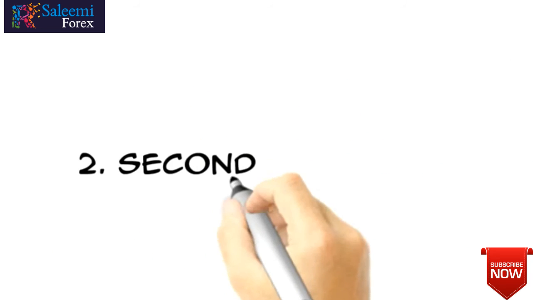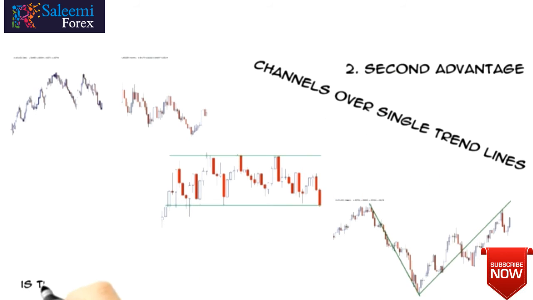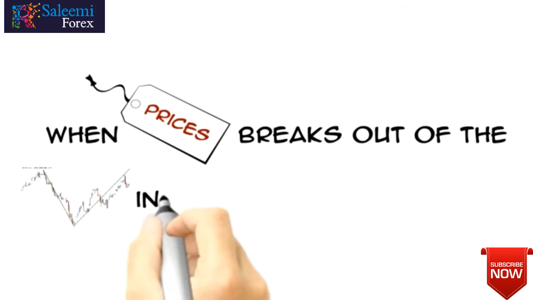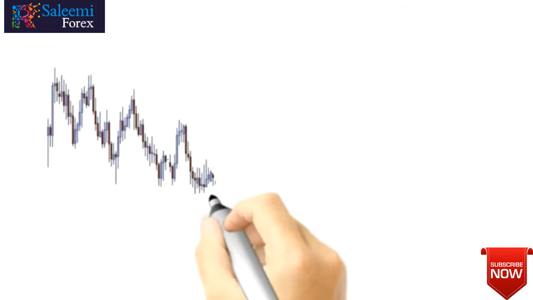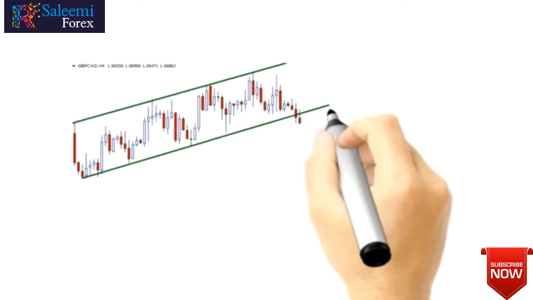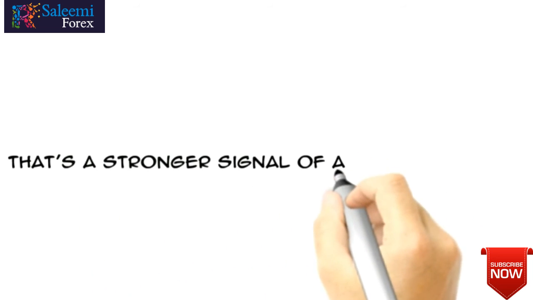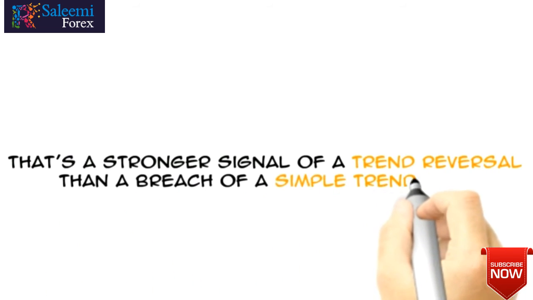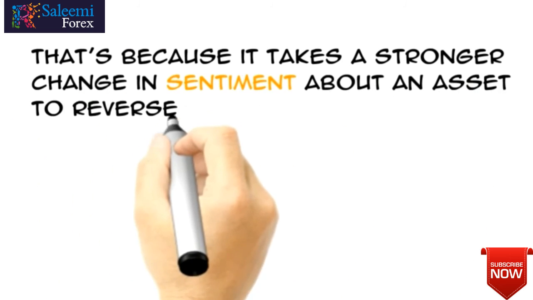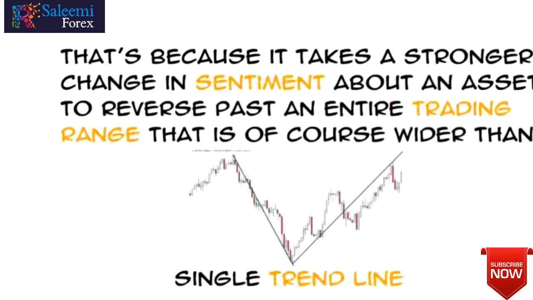2. Second advantage. The other big advantage of channels over single trend lines is that channels offer stronger trend reversal signals when price breaks out of the channel in the opposite direction. In other words, when price breaks out above the upper line of a falling channel or makes a sustained move below the lower line of a rising channel, that's a stronger signal of a trend reversal than a breach of a simple trend line. That's because it takes a stronger change in sentiment about an asset to reverse past an entire trading range that is of course wider than a single trend line.